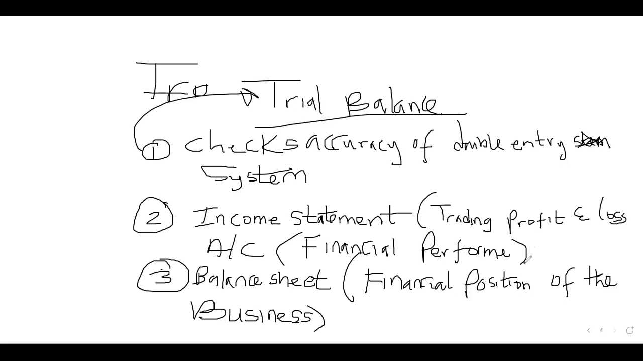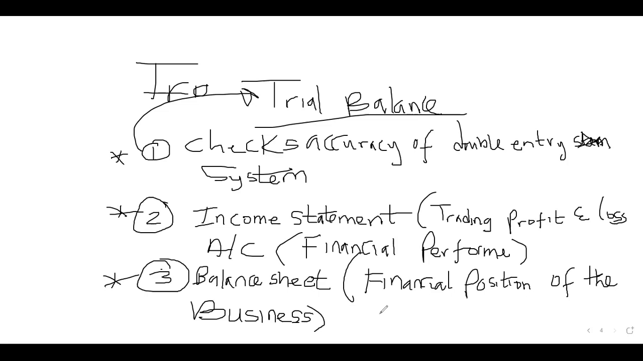So these are the three statements that we are going to look at. First of all, the trial balance, okay, then getting down to the income statement, okay, then the other one, which is the balance sheet, which looks at the financial position of the business in terms of the profit making of the business and other parameters that we can actually look at.